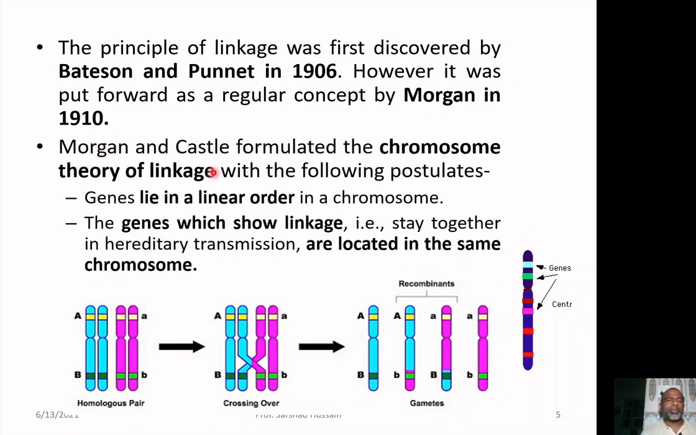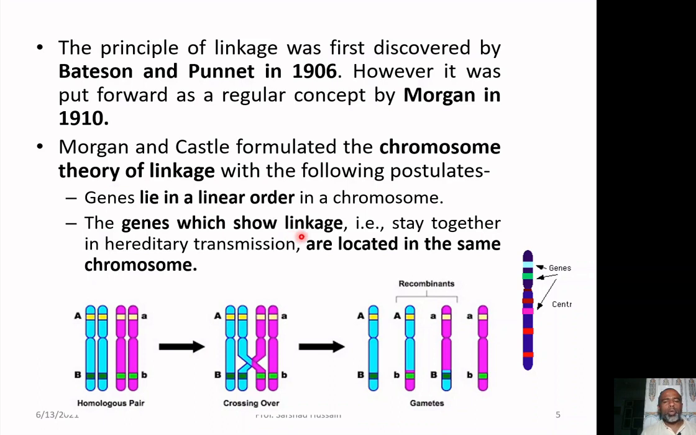Based upon the observation that genes present on the same chromosome go together and show some sort of relationship, they are called linked genes. Morgan and Castle formulated the chromosome theory of linkage, because here the linkage is with respect to the chromosome. That is, genes lie in a linear order on a chromosome. Say, for example, this is a chromosome. One gene is there, second will be there, third will be there; they are not overlapping, they are present in a linear fashion along the longitudinal axis.